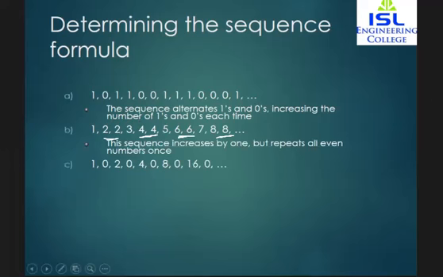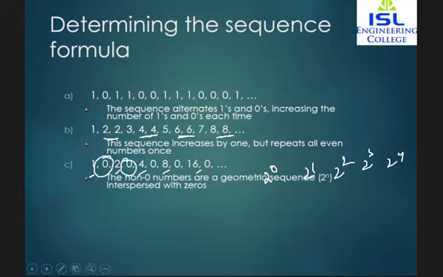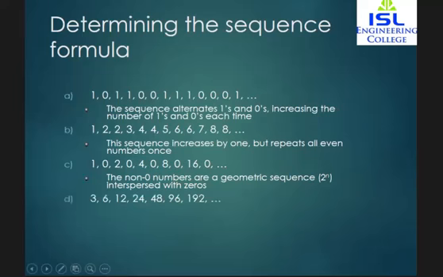Another is this one: 1, 0, 2, 0, 4, 0. Over here, if you take 2 power 0, 2 power 1, 2 square, 2 cube, 2 power 4, these numbers represent the powers of 2, while we are separating these numbers by adding a 0 in between. So the non-zero numbers are a geometric sequence, 2 power n, interspersed with zeros. That is, in the middle we have entered zeros.